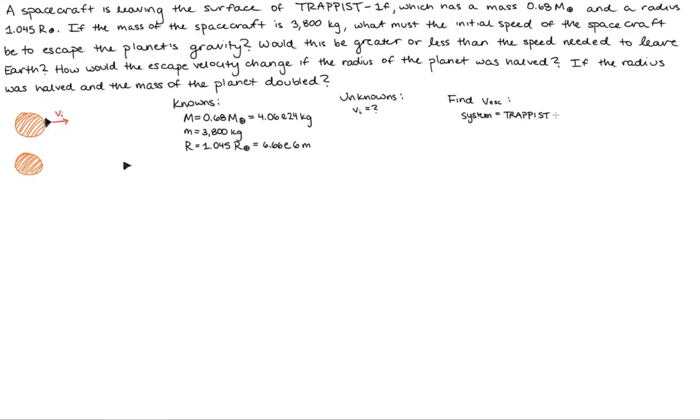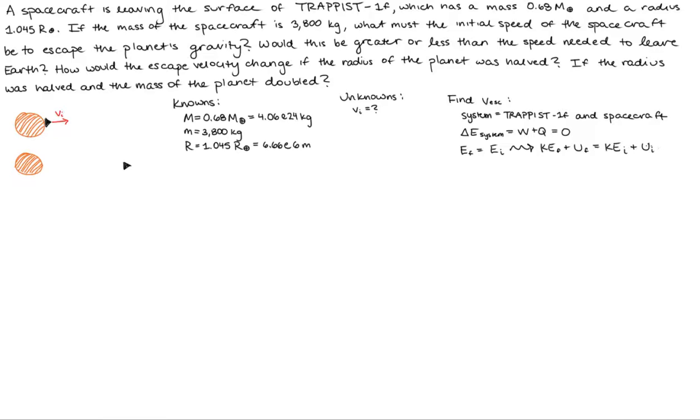The energy principle tells us that the change in energy of our system is equal to work plus heat. Assuming no work is done nor heat exchanged with the surroundings, the change in energy of our system is zero. This means that the final energy of the system is equal to the initial energy of the system, or that the final kinetic energy plus the final potential energy is equal to the initial kinetic energy plus the initial potential energy.